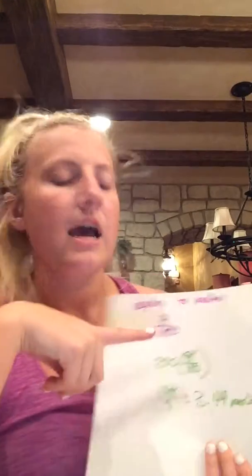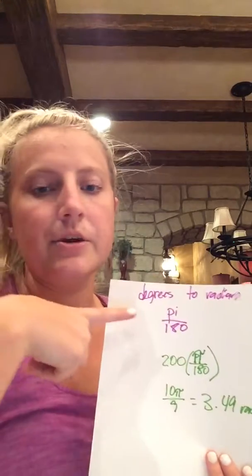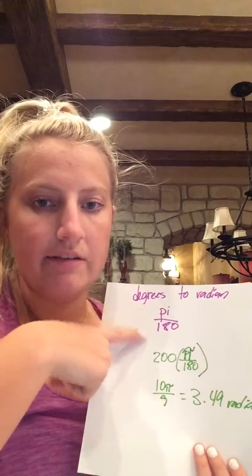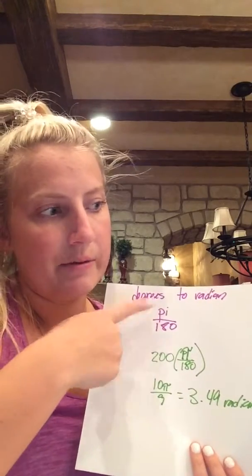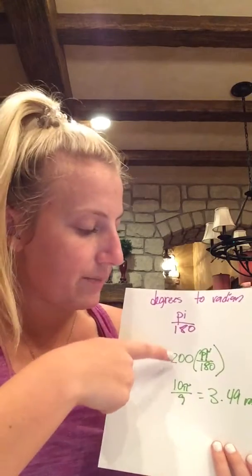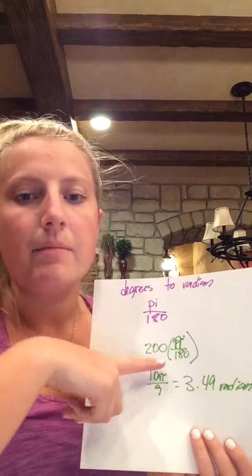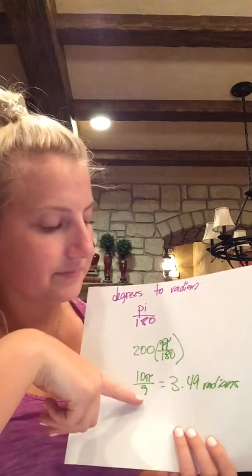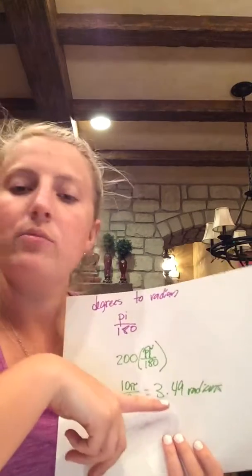And so I have how you go from degrees to radians and then radians to degrees. For degrees to radians, you would use pi over 180, and you would multiply that by whatever amount of degrees you have. So say, for example, you had 200 degrees. You would multiply that by pi over 180, and that would reduce down to 10 pi over 9. And then I converted that to 3.49 radians. And so that's how you get from degrees to radians: just multiplying your degrees by pi over 180.